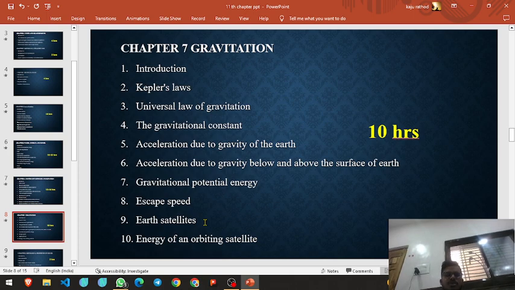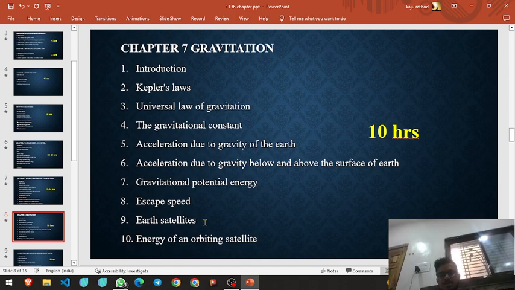Also, we are going to study acceleration due to gravity of the Earth. There are some other concepts like escape speed and gravitational potential energy. We are going to calculate how satellites revolve around the Earth in this chapter. The estimated time for that is about 10 hours.